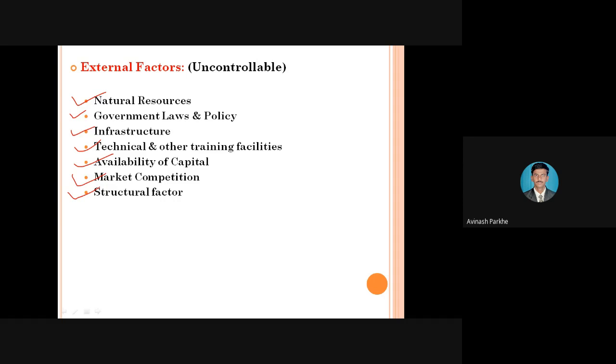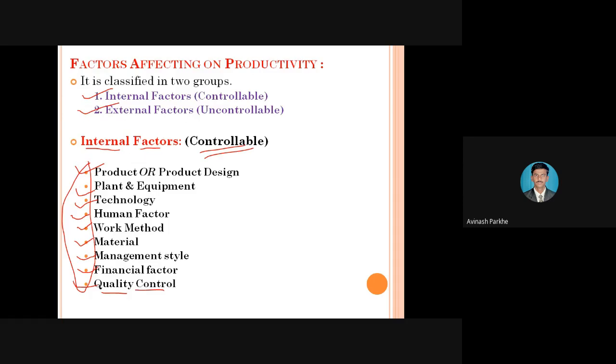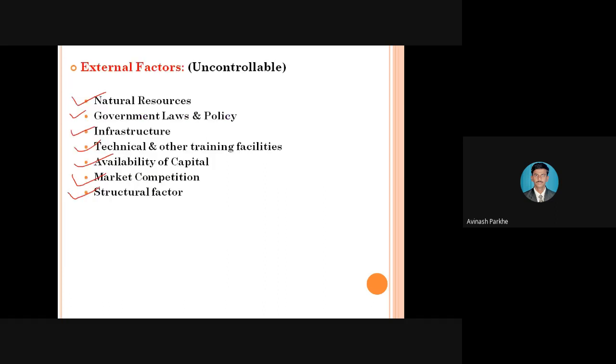It is not in your hand that we can easily manage. But whatever the previous internal factors we have discussed, which are called controllable factors, if we control all these internal factors which are in your hand, your productivity can be increased. External factors are not in your hand, but if you take the proper permission and follow all the government rules and norms, then also your productivity can be increased. But initially it is not in your hand to control all those factors.